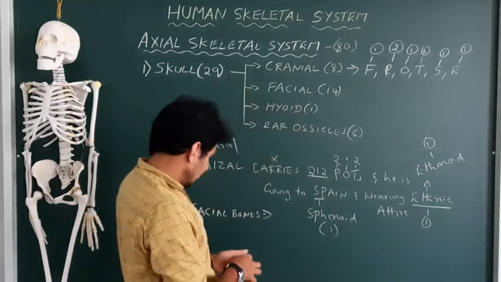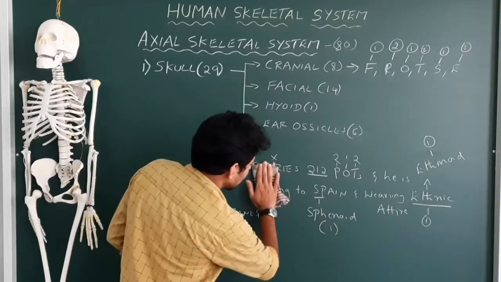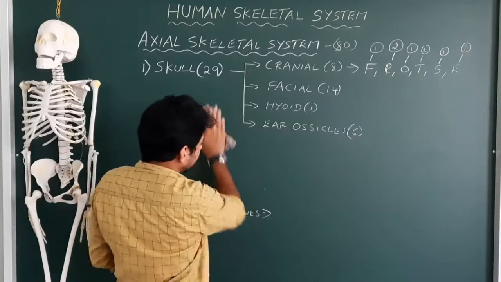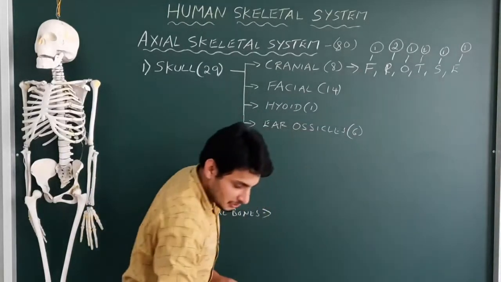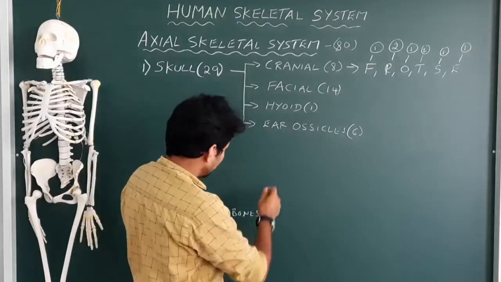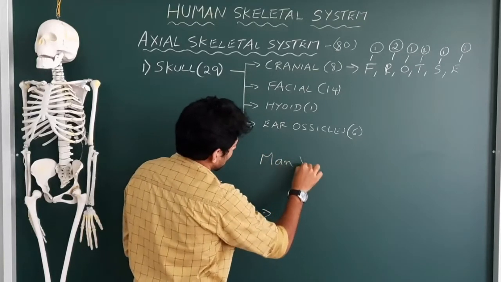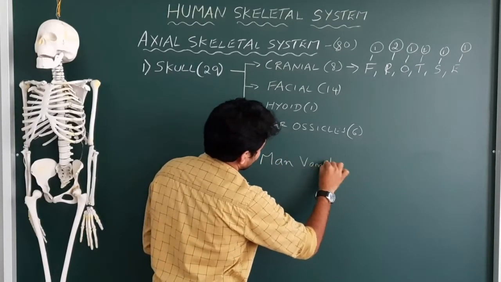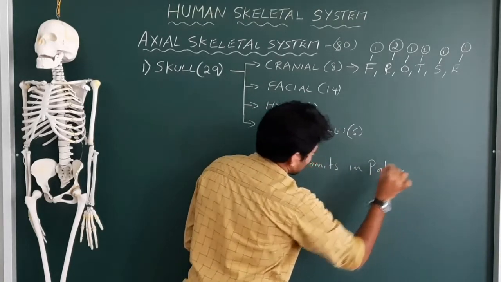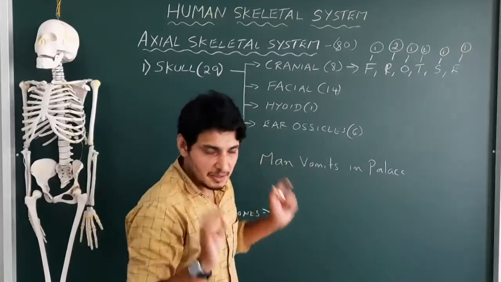Now, how to remember the facial bones in order? It's very simple. Let me make some space here. We know that there are 14 facial bones. So the first one, let me write: Man vomits in palace. See the code. Man vomits in palace. You can imagine like that: a man is there and he vomits in a palace.